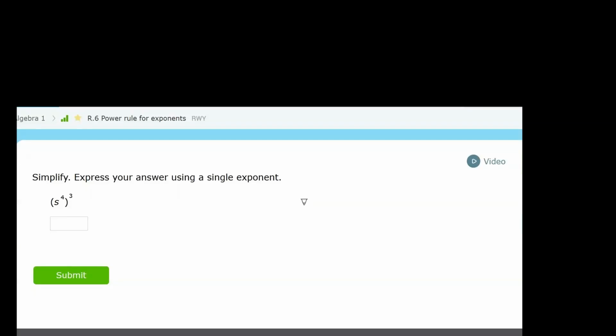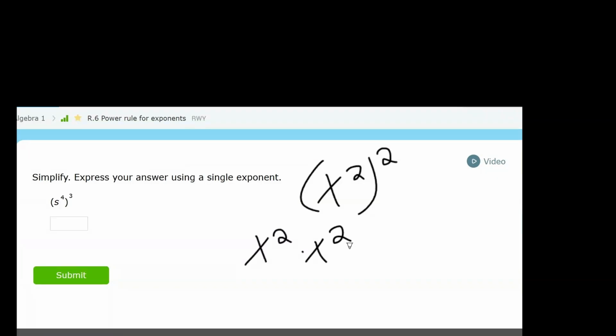Hi everyone. Today I'm going to be talking about the power rule for exponents. So, what do I mean by the power rule for exponents? Well, say I have x squared and I want to raise that entire thing to the second power. Well, this is the same thing as x squared times x squared 2 times.